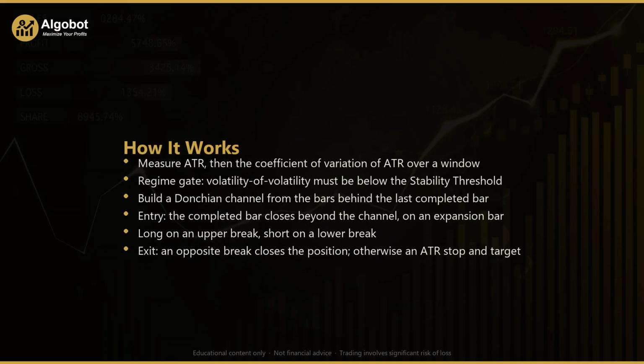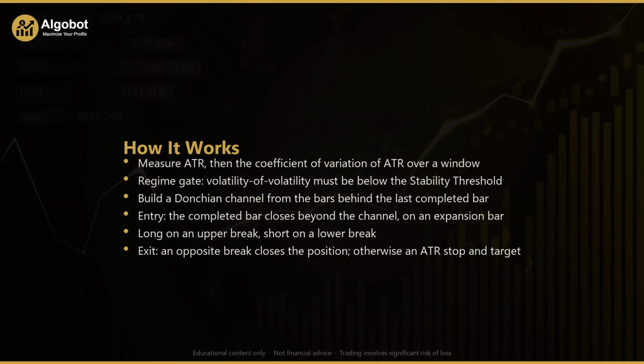Let's walk through the mechanics step by step. The expert advisor works on completed bars, so it makes one decision each time a new bar opens, using the bar that just closed. First, it measures volatility. For every finished bar, it calculates the true range, which is the largest of the current bar's high to low distance, and the distances from the previous close to this bar's high and low. It then defines the average true range as a simple average of the last 14 true ranges, using the ATR-period setting.